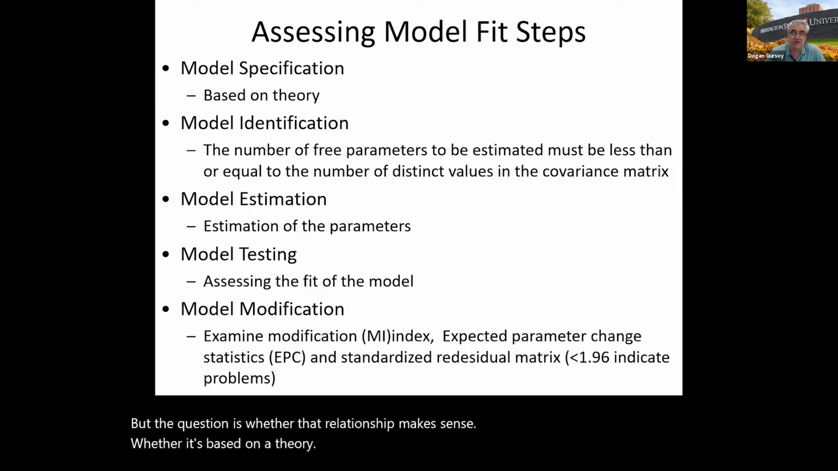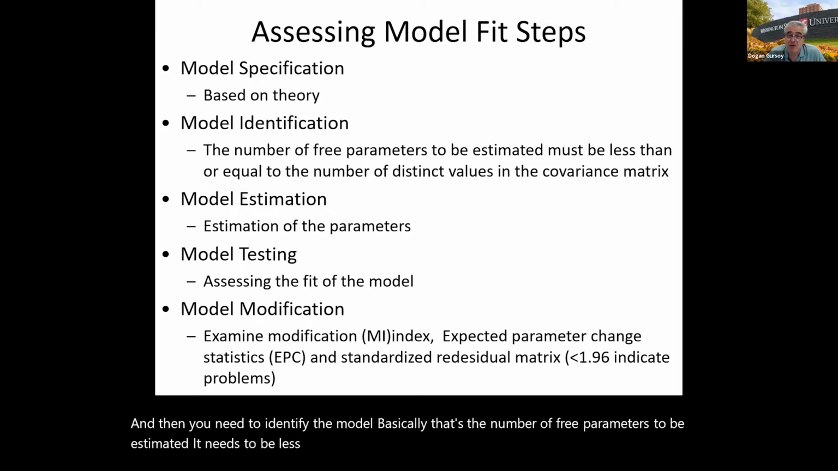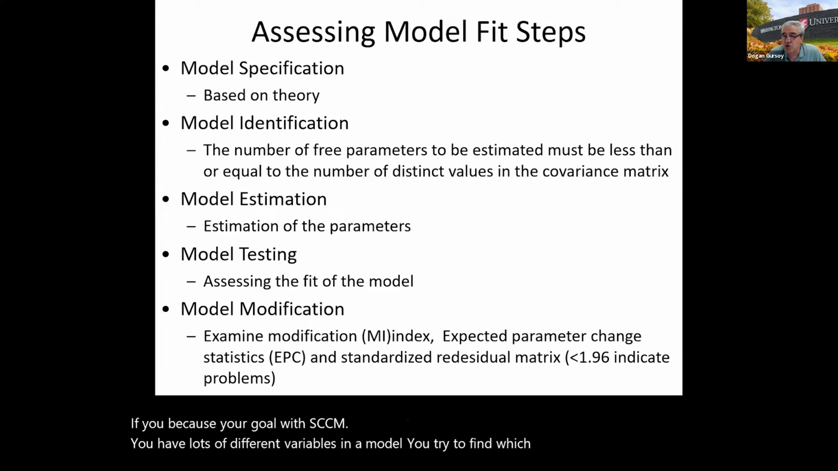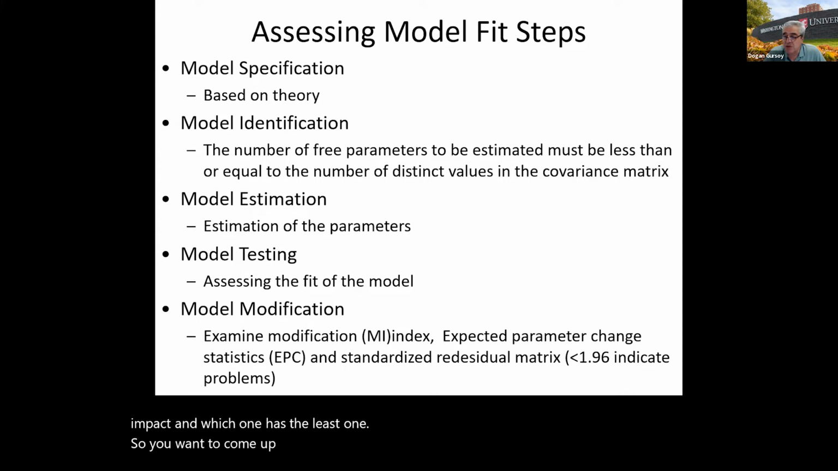And then you need to identify the model. Basically, that's the number of free parameters to be estimated. It needs to be less than or equal to the number of distinct values in the covariance matrix. Because your goal with SEM, you have lots of different variables in a model. You try to find which one has the most significant impact and which one has the least. So you want to come up with a model that is small, that can explain the most.